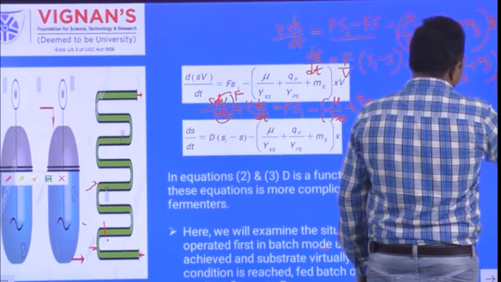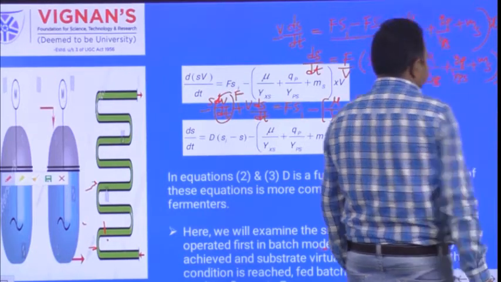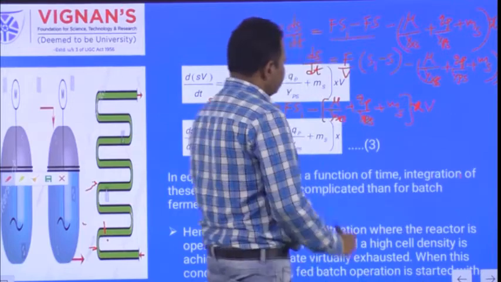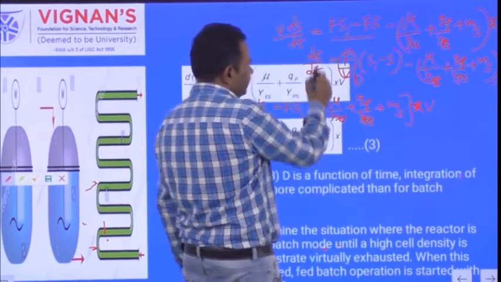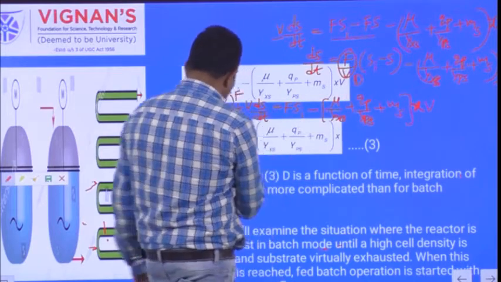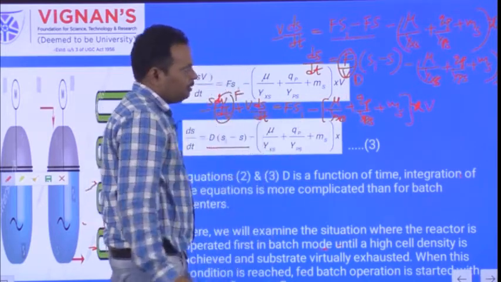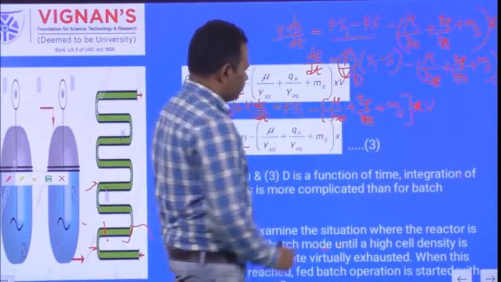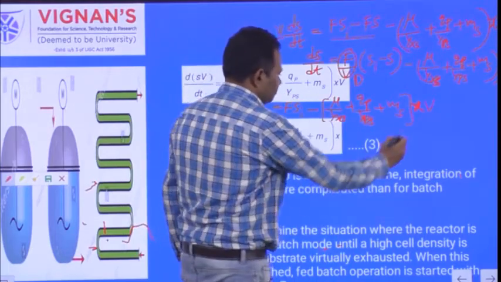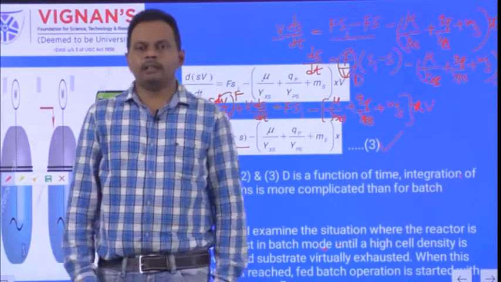x into v. Here vv becomes cancelled. Again in place of the f by v, write d. Then ds by dt is equal to d into si minus s, minus mu by yx by s plus qp by yp by s plus ms into x. This is equation 3. What is this equation 3?